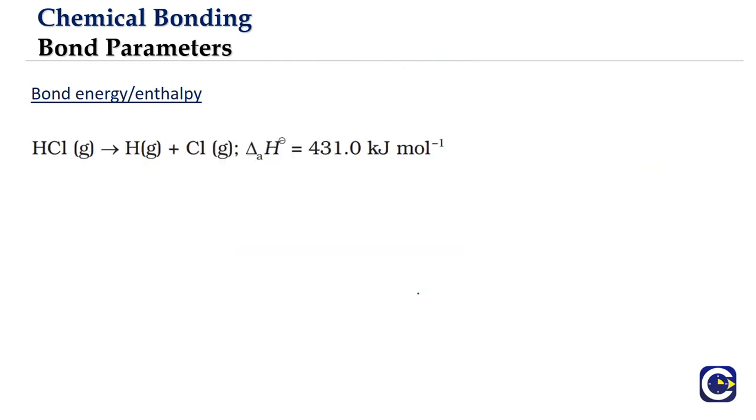Similarly, if you come to hydrogen chlorine, it is not like we are only looking at the breaking of bonds between two atoms of the same element. So if you have 1 mole of hydrogen chlorine bonds, when we want to break it, what is the enthalpy change required for that? It is 431 kilojoule per mole.